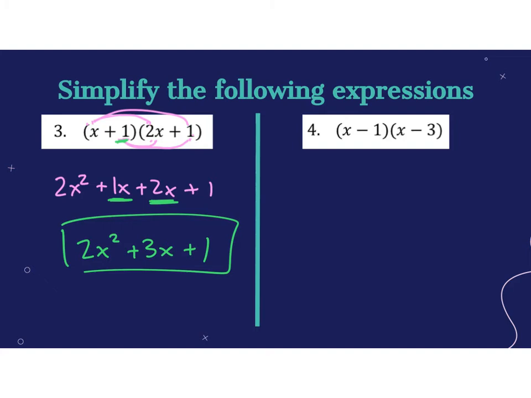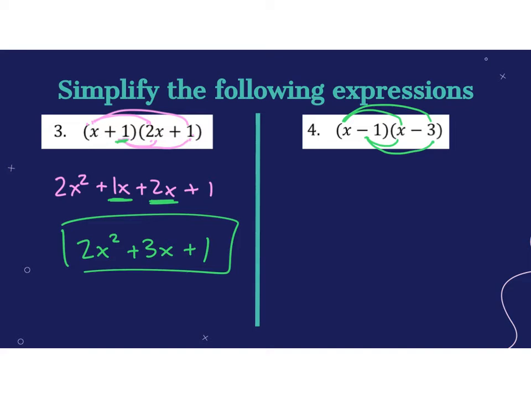Let's try that again in number 4. In number 4, I have x times x and x times negative 3. And then I have the second set of distribution, which is negative 1 times x and negative 1 times negative 3. Be careful with those negatives there. You don't want to drop those.